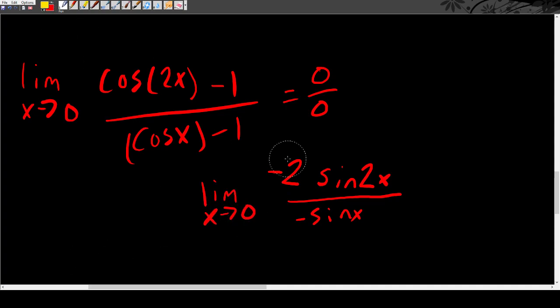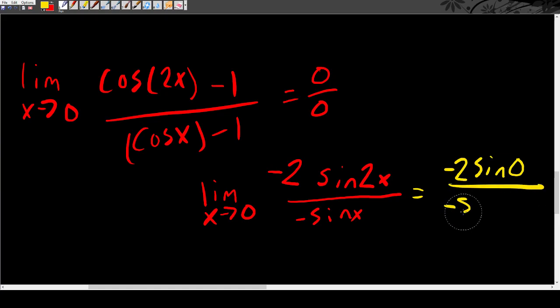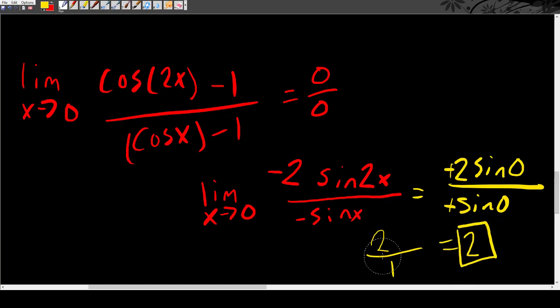Okay, so you want to plug in your limit, do it in a different color. Negative 2 times sine of 0, essentially, over negative sine of 0. You can't cancel these out, don't cancel sine, because they have different things inside of them. Even though it won't matter because it's 0, you can't do that. You can cancel these negatives though. So 2 sine of 0 is 1, so it's just going to be 2 up on top and then 1 on the bottom. So your answer is 2. Once again, this one's pretty easy.